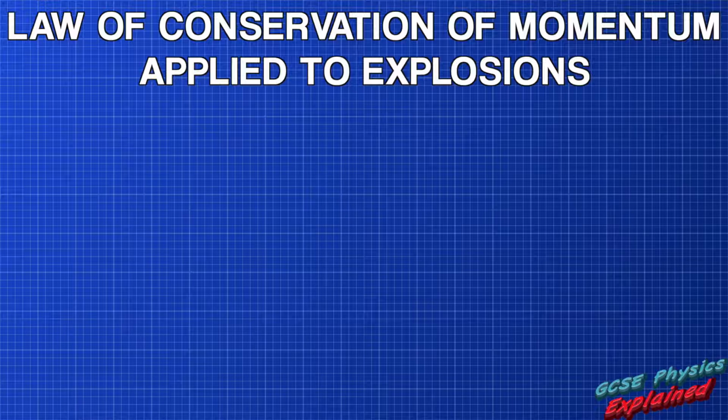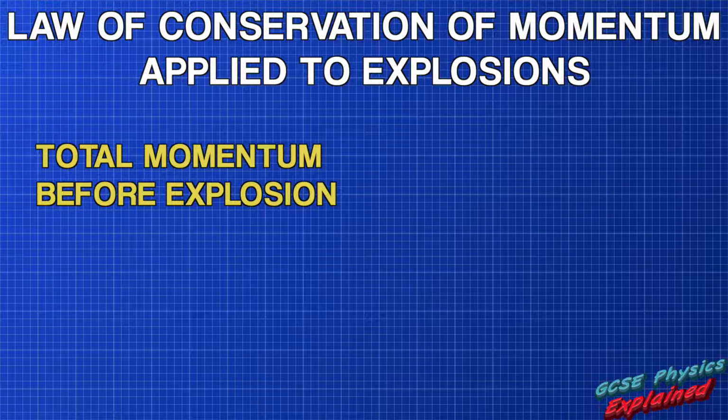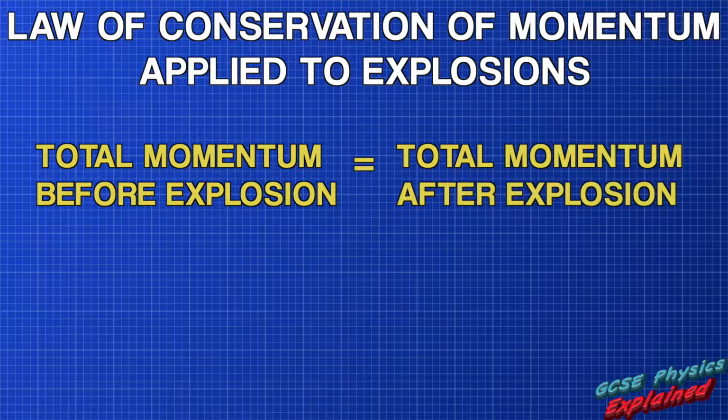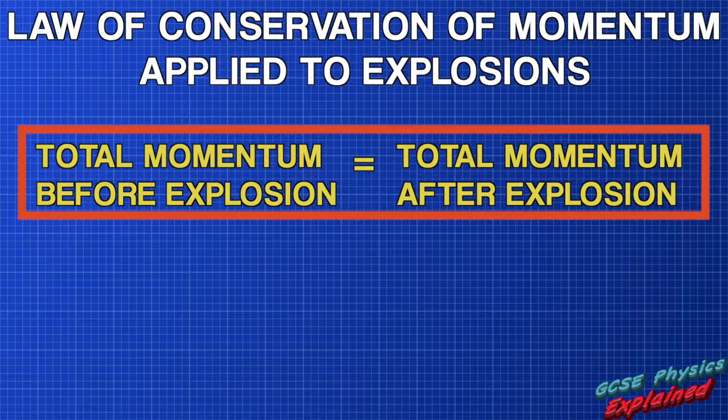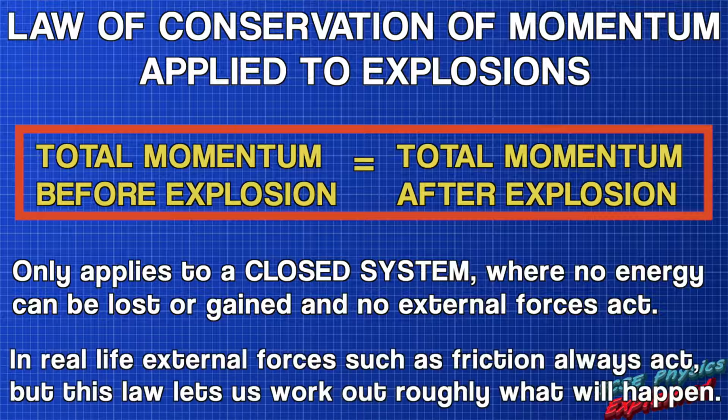All that the law of conservation means is that the total momentum before an event equals the total momentum after the event. In this case, the event is an explosion. Remember, the law of conservation of momentum only applies to a closed system where no energy can be lost or gained and no external forces act. In real life, however, external forces such as friction always act. But this law does let us work out roughly what will happen.